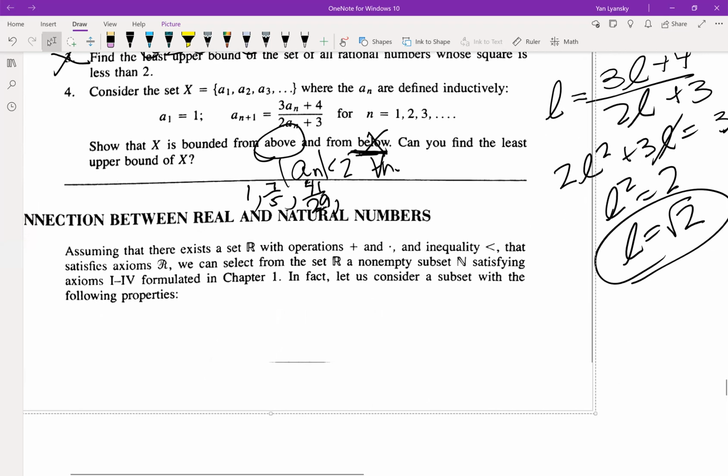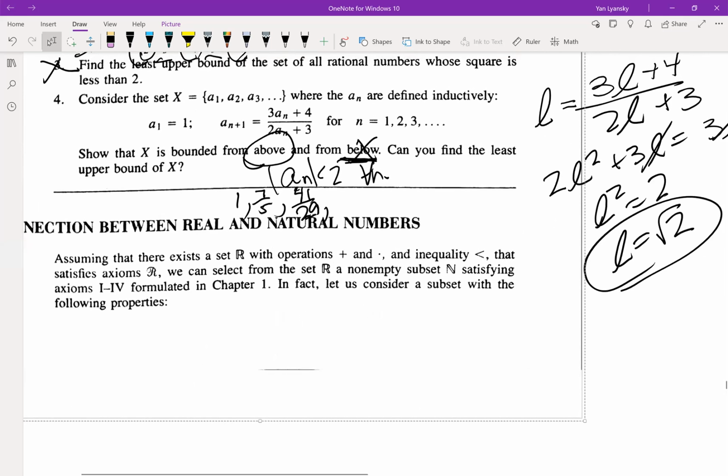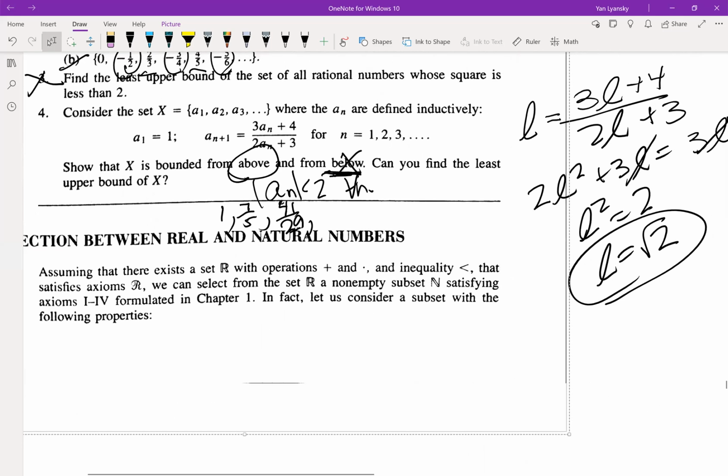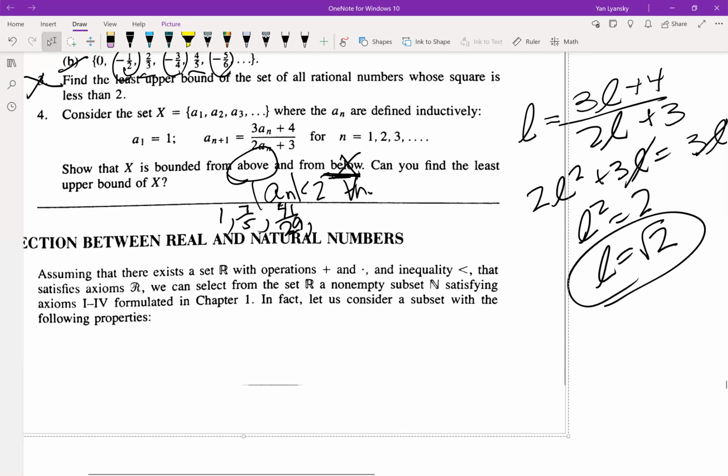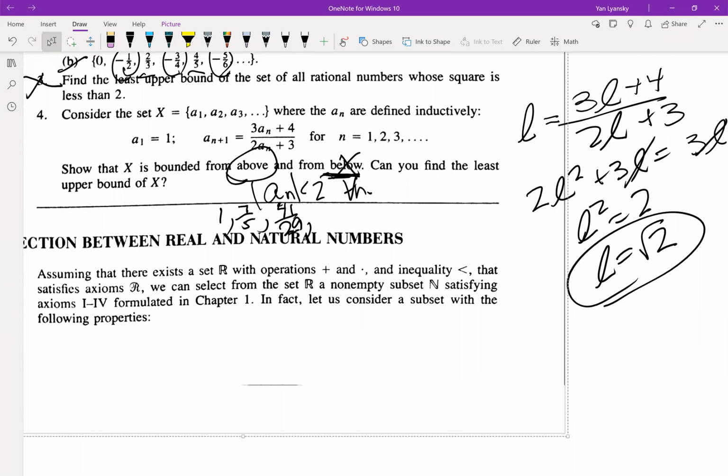But in order to show it's a least upper bound, you're going to have to show it's monotonically increasing, because it could oscillate, right? It could oscillate and have that limit, and that would be a problem logically. So if you want to show it's a least upper bound, you have to actually prove it's monotone as well.